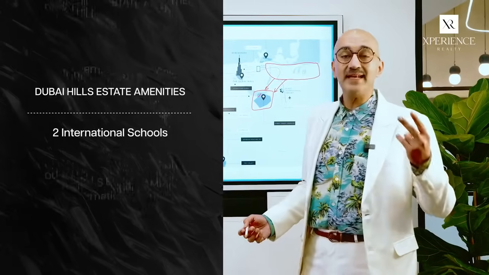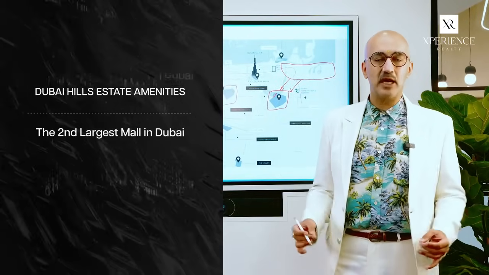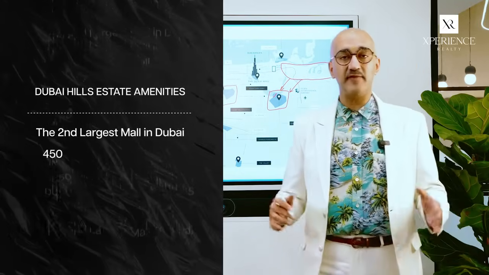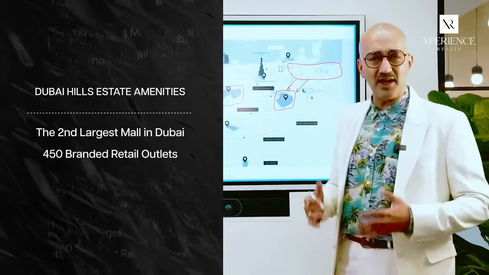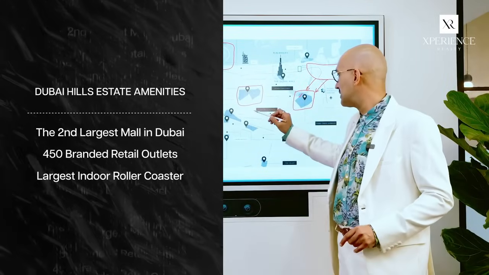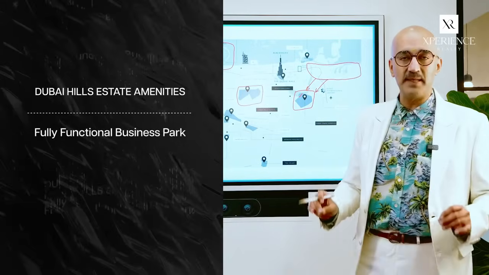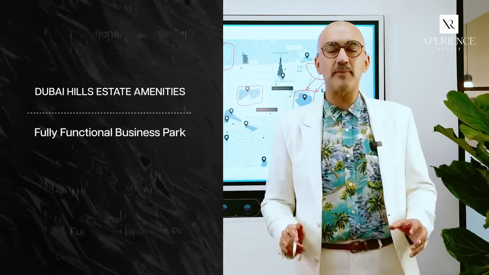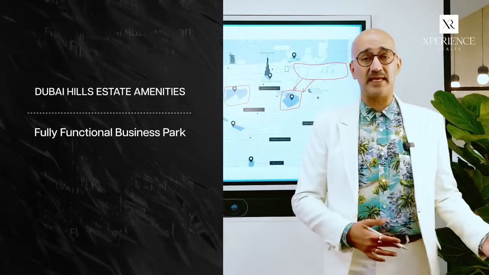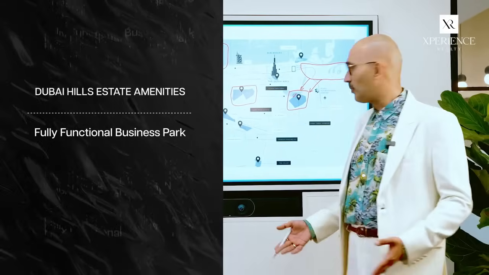It's got 2 international schools within the community. You have the second largest mall in Dubai at Dubai Hills Estate. Now, this mall has 450 branded retail outlets, and has the largest indoor roller coaster anywhere in UAE. Another important thing you need to look at in Dubai Hills Estate is that it also has a fully functional business park, which is home to some of the biggest companies. In fact, DEWA has their office there, and Emaar also has their head office in Dubai Hills Estate, and my office also happens to be in Dubai Hills Estate.